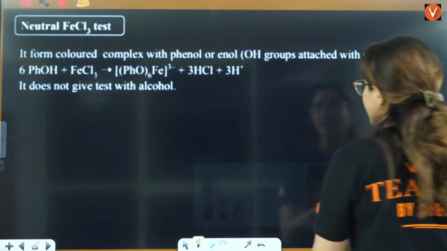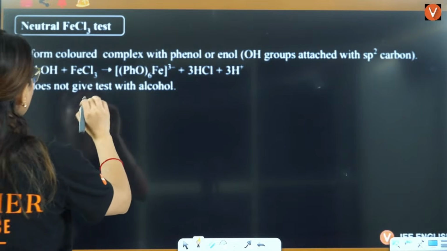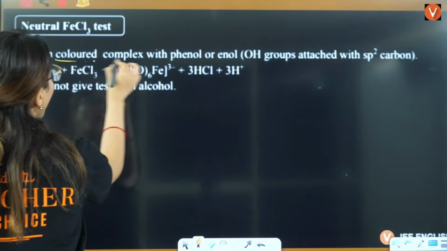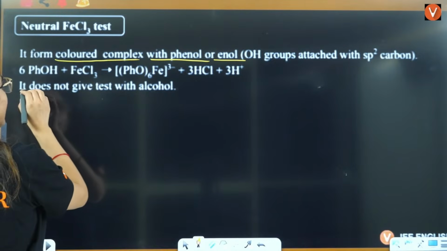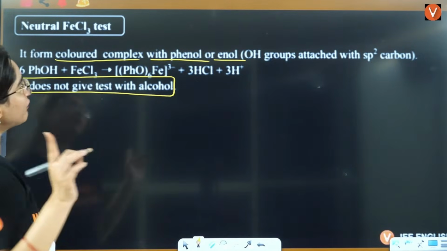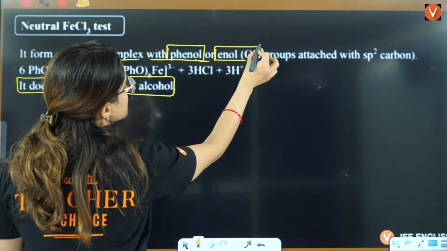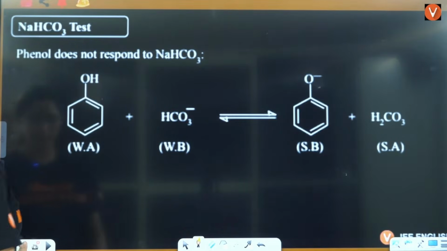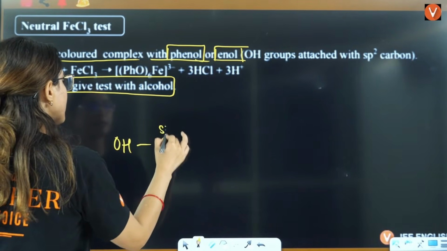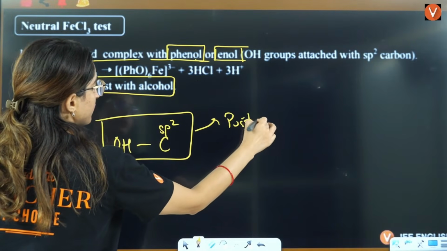Then you have the FeCl3 test. This is also another test for phenol. When phenol reacts with FeCl3, it forms a colored complex. Phenol or enol, with the OH attached to an sp2 carbon, gives this test. It does not give the test with alcohol. Alcohol will not give you this test; enol or phenol will. That means if the OH group is attached to a carbon that is sp2 hybridized, then this test will be positive.